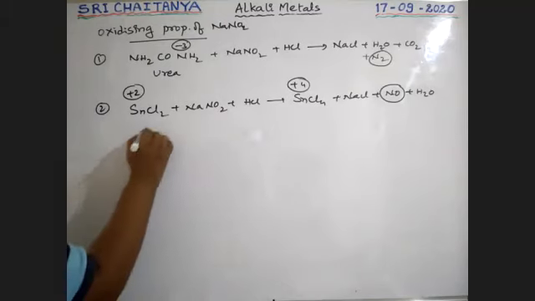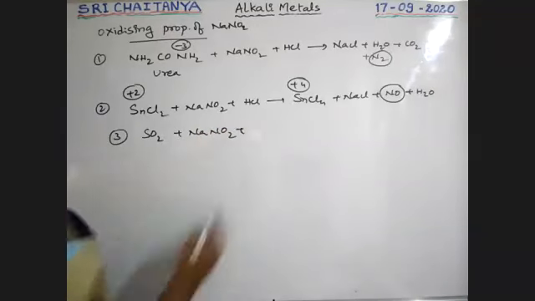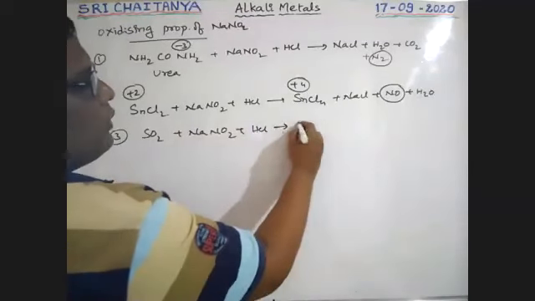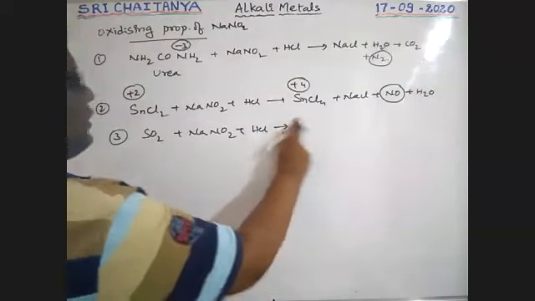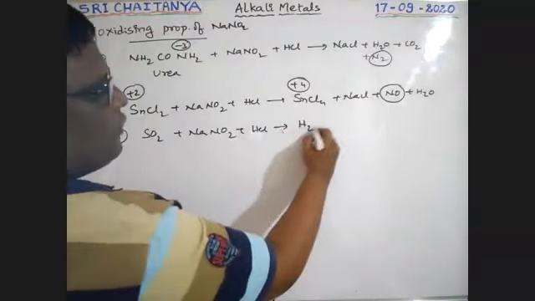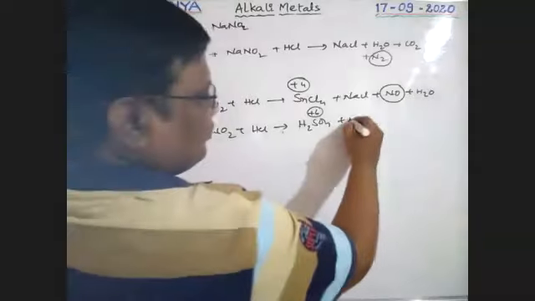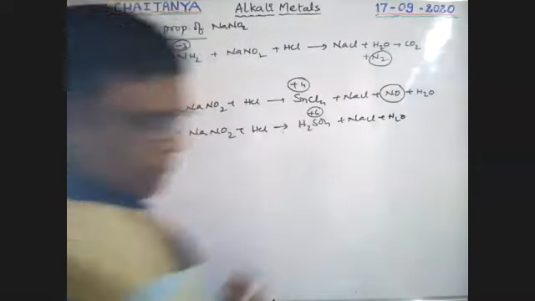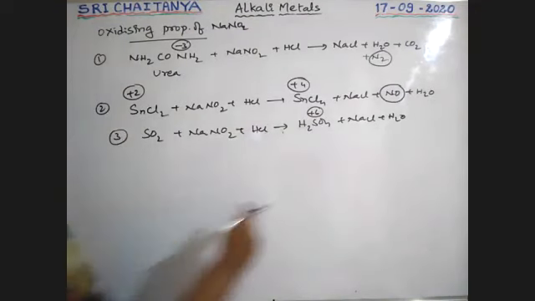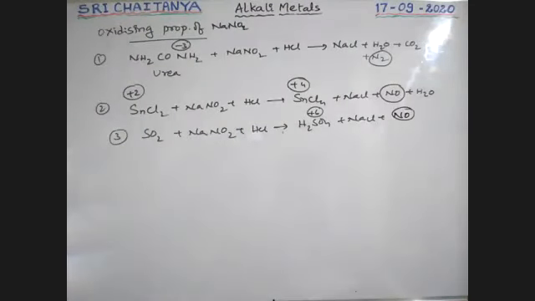Next, when SO2 reacts with NaNO2 in the presence of an acid like HCl, it gives H2SO4, where sulfur is in the +6 oxidation state, plus NaCl plus H2O. NO is the final product.